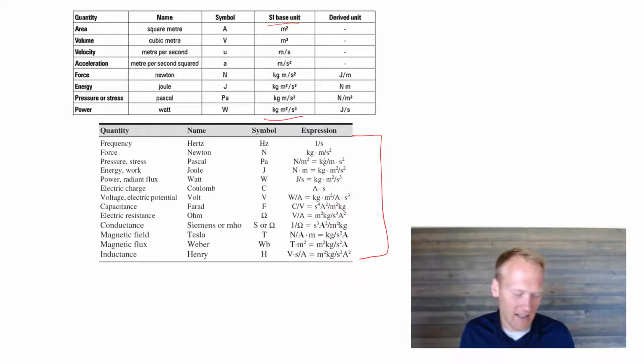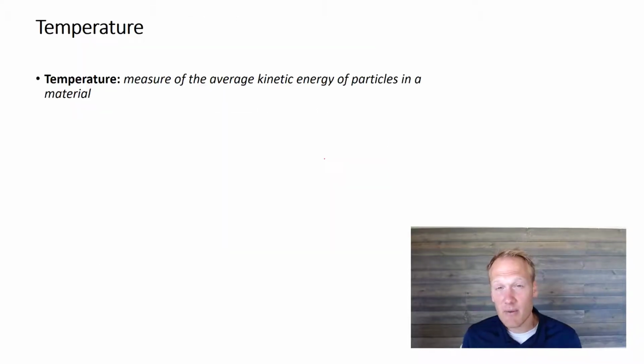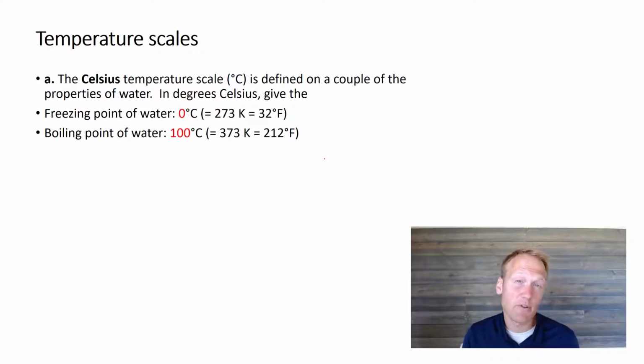Another measurement that we'll use in this class quite a bit is temperature. Temperature is the average kinetic energy of the particles in that material. In other words, how fast are they moving? Hot things, the particles move faster than cold things. There are 3 different temperature scales that you'll come across.